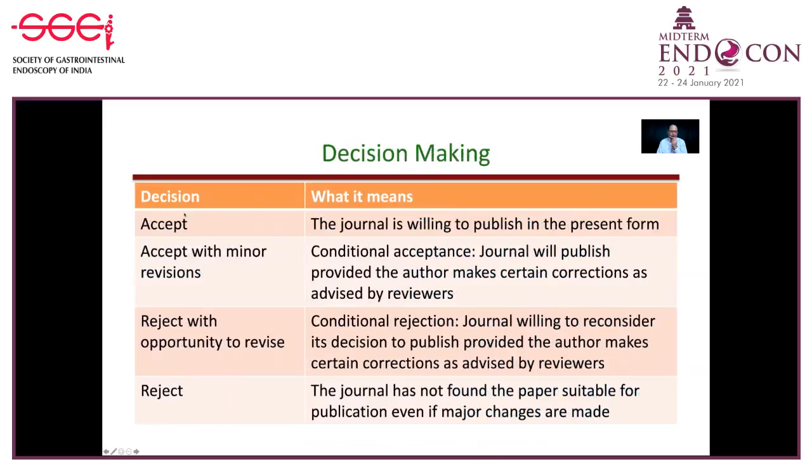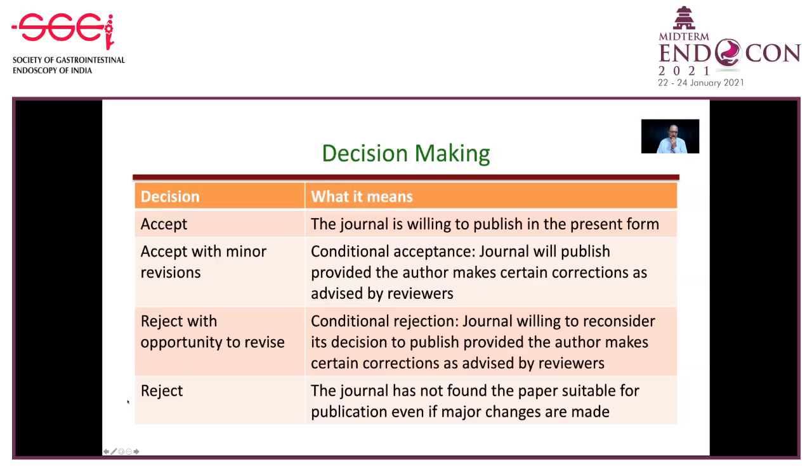Final recommendations come in 4 forms. First, accept, that means the journal is willing to publish the paper in its present form. Second is accept with minor revisions, which is a conditional acceptance and means that the journal will publish provided the author makes certain corrections as advised by the reviewers. Third is reject with opportunity to revise. That means it's a conditional rejection. Currently the journal is not willing to publish this paper in the present form, but will reconsider its decision to publish, provided the author makes certain corrections as advised by the reviewers.